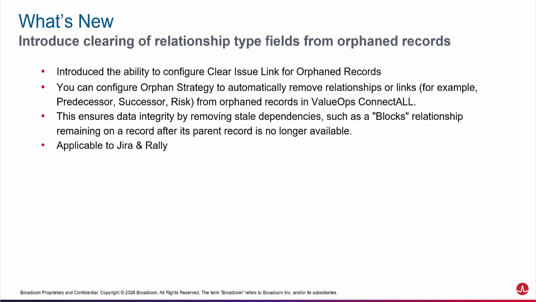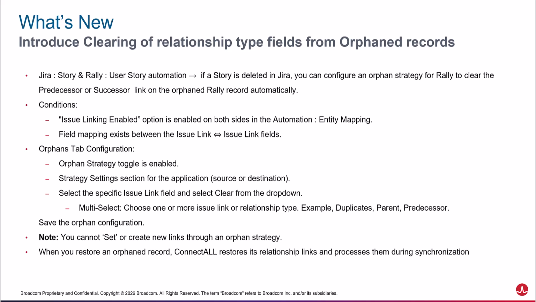So this enhancement is to support clearing the relationships, so that when a record is orphaned, there exist no stale connections to that record. We have added this support to the Jira and Rally adapters for now. The configuration is pretty much in the same place where we configure the rest of the fields. I'll quickly jump to the demo and show that.